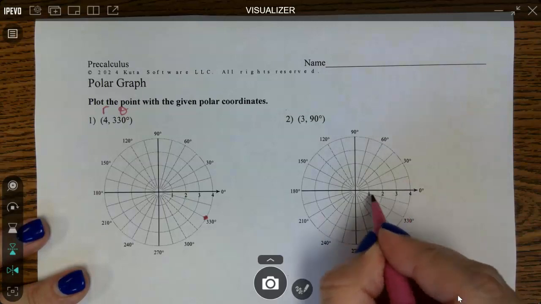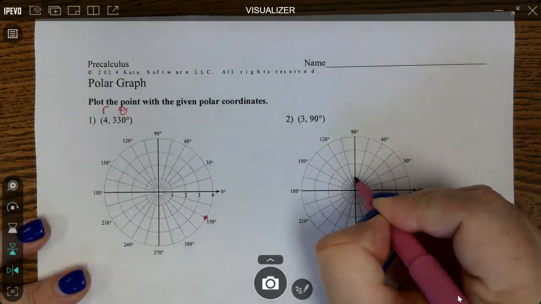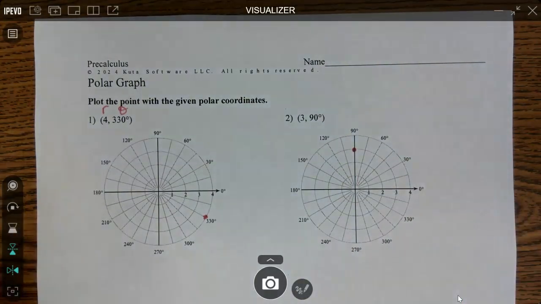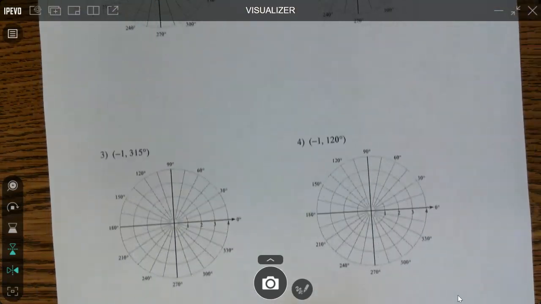Over here, so here's 90, so count from the middle, 3 rings and 90. Okay, I'm just going to get my ruler out for the next question.